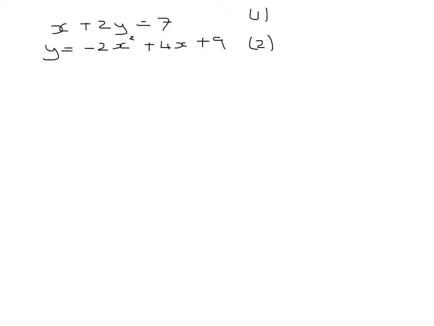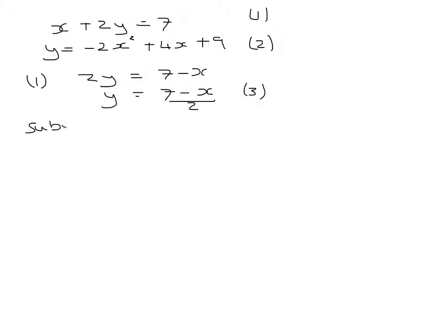Similarly, to find the point or points of intersection of this line and this curve, what we're going to do is take equation 1 and rearrange it. Now, probably the best way to rearrange it is to make it y equals. So, first of all we can say 2y equals 7 minus x. So y is equal to (7 minus x) over 2, and we'll call that equation 3.